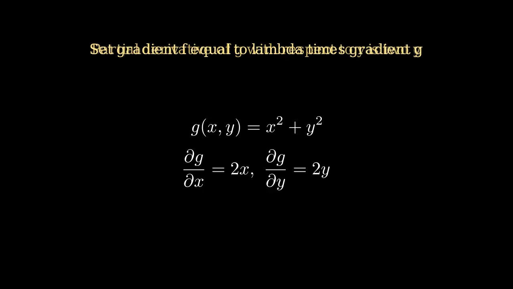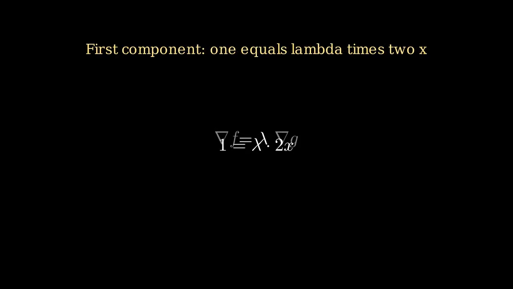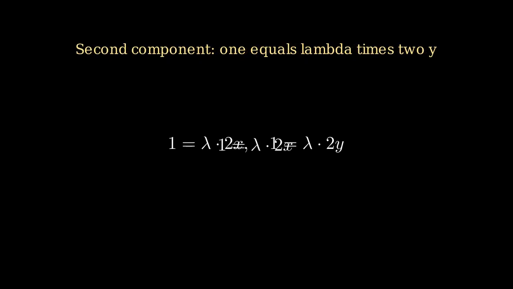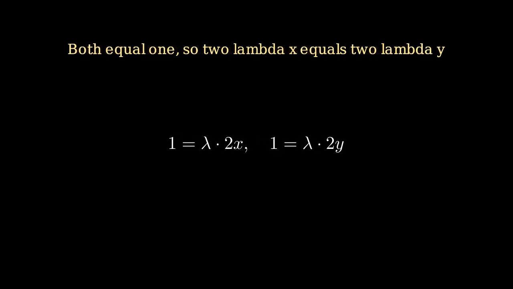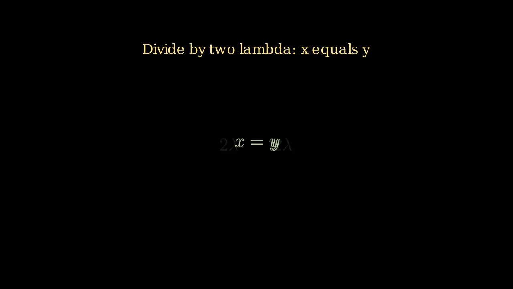Now we set the gradient of f equal to lambda times the gradient of g, one component per line. The first component gives us 1 equals lambda times 2x. The second component gives us 1 equals lambda times 2y. Since both of these equal 1, that means 2 lambda x equals 2 lambda y. Dividing both sides by 2 lambda, we get x equals y.